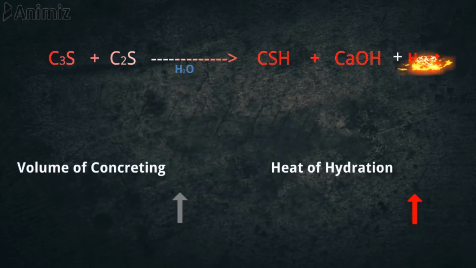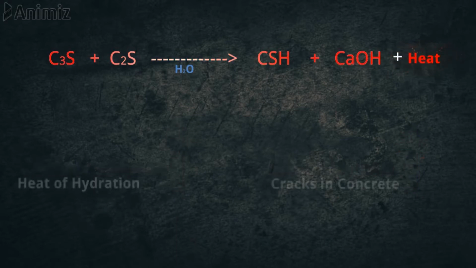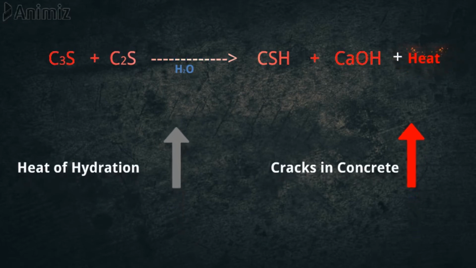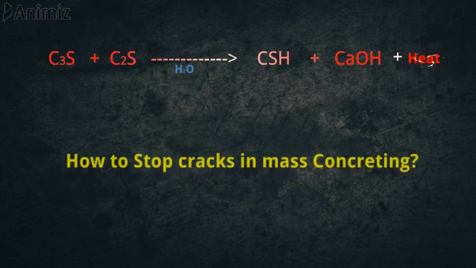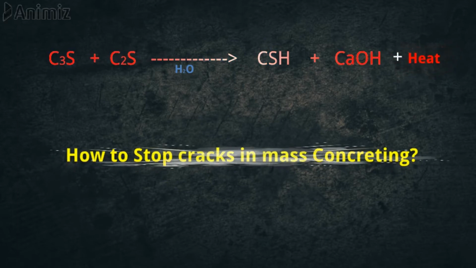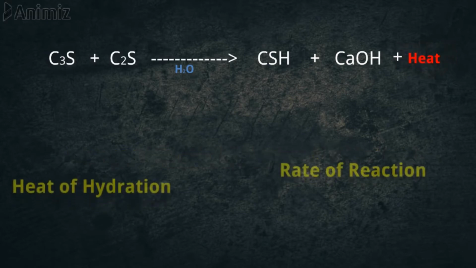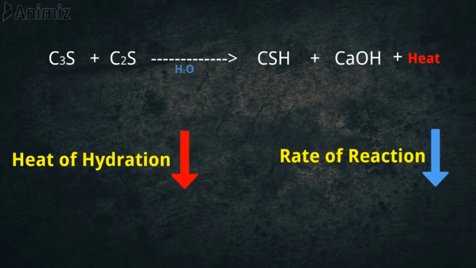Now, the more the volume of concreting, the more will be this heat of hydration. And the more the heat of hydration, the more cracks will be generated in the concrete. So, how do we stop these cracks in mass concreting? To stop these cracks, we need to reduce the heat of hydration.